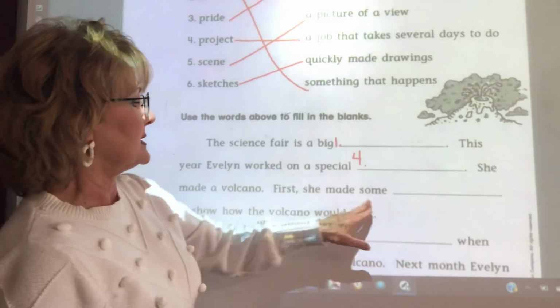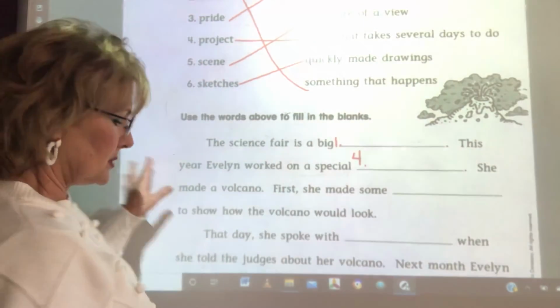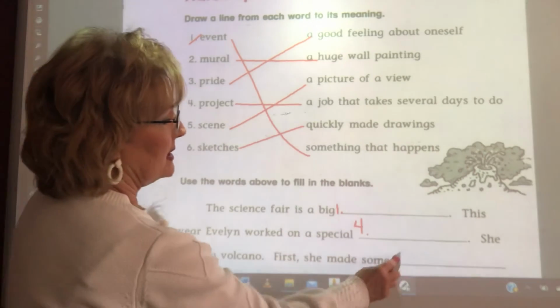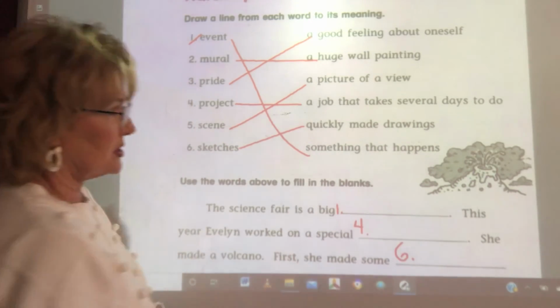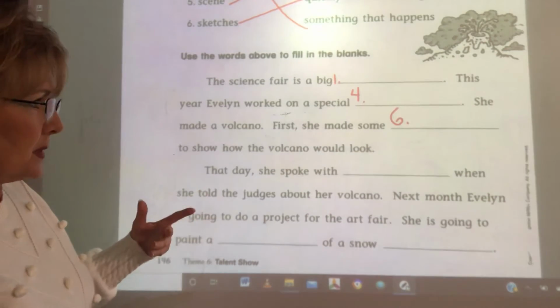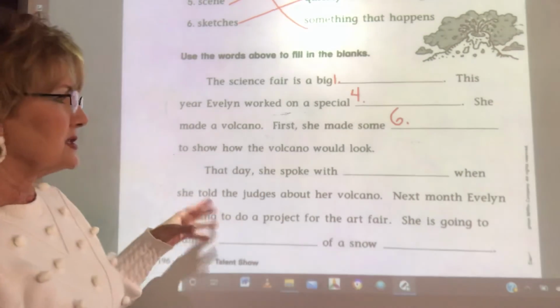She made a volcano. First, she made some to show how it would look. So she drew it out real quick to show how it would look. So that should be, she made some sketches to show how it would look. Okay? And that day she spoke with, when she told the judges about her volcano.